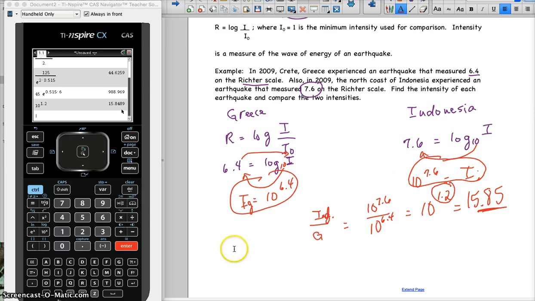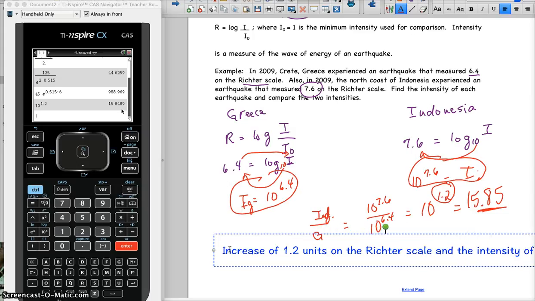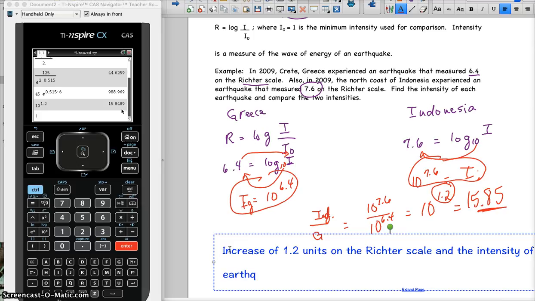So we would say that there was an increase of 1.2 units on the Richter scale, and the intensity of the earthquake in Indonesia was 16 times greater than the earthquake in Greece.